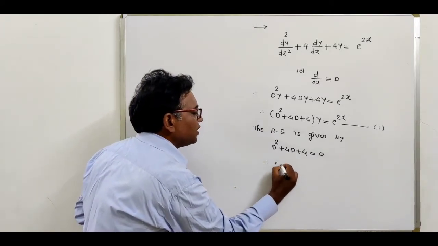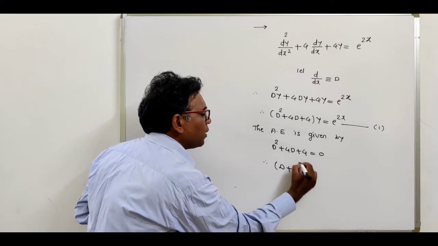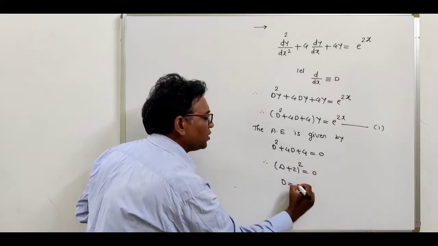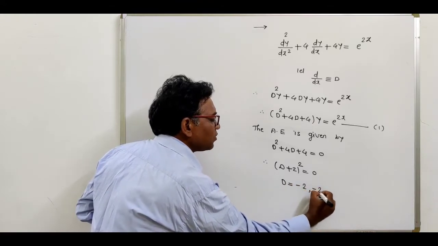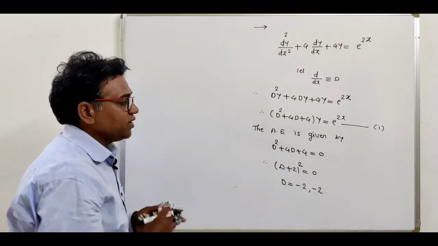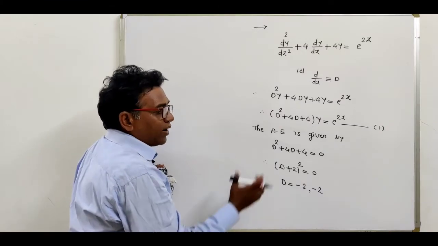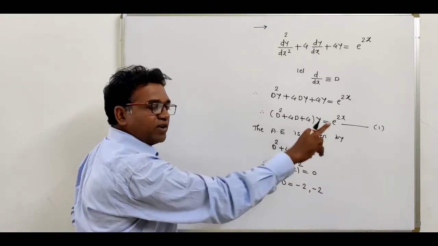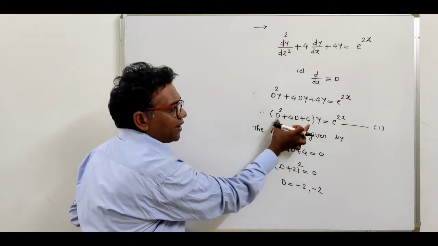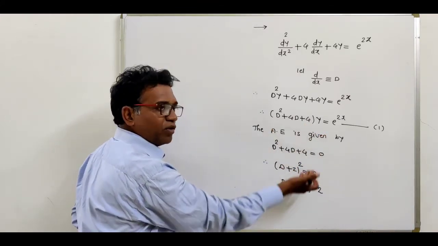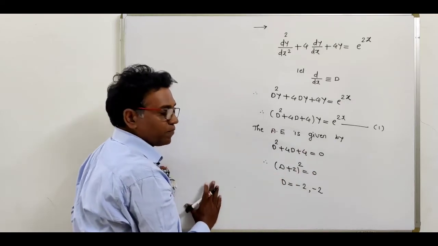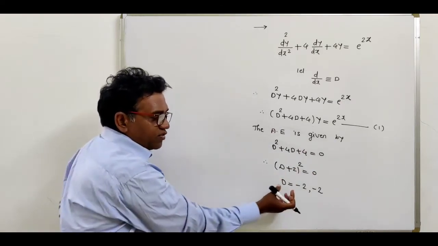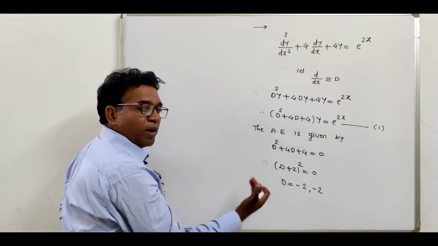So what are the roots? This is (D plus 2) whole squared equal to 0. So what are the factors or what are the roots? D is equal to minus 2, minus 2. So see, how to write the auxiliary equation from the given differential equation? Just take this differential term equal to 0 and find out the root. Now see, we got this root as minus 2, minus 2.